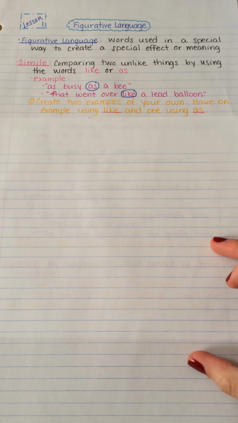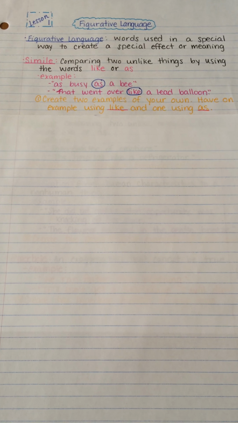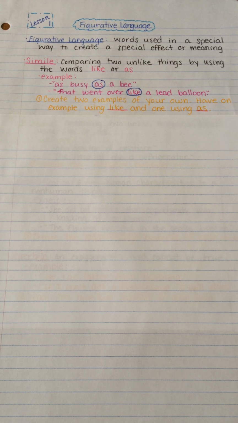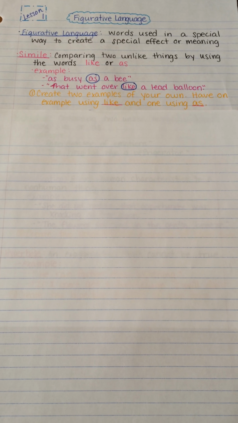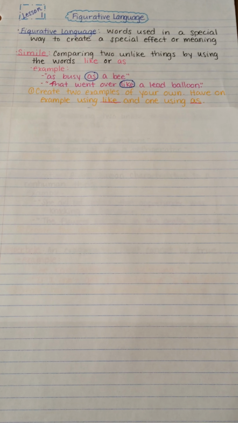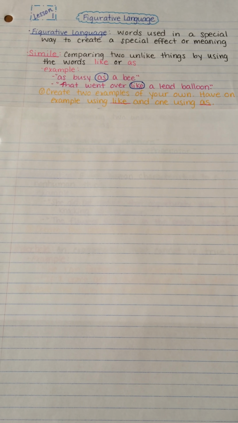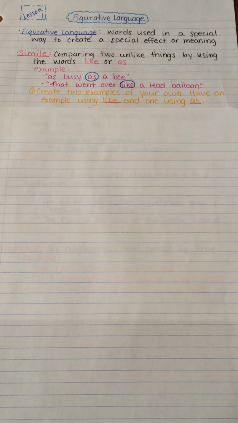What I would like you to do now is in your notebooks, after copying down these definitions and examples, I want you to come up with 2 examples of similes on your own. They can be ones that you've heard before or ones that you make up. Go ahead and underline the like or as that you're using to compare your 2 objects with.